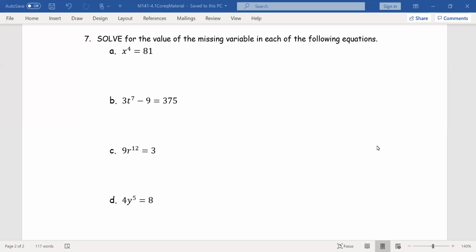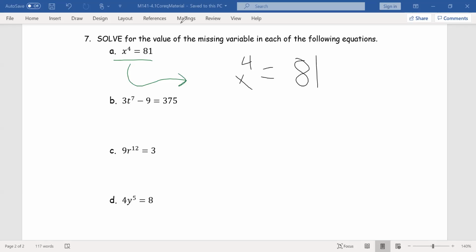Just one more concept to go over. This is about solving using power functions. Looking at the first one here, we have x to the fourth equals 81. I'm going to rewrite that over here. So x to the fourth equals 81.